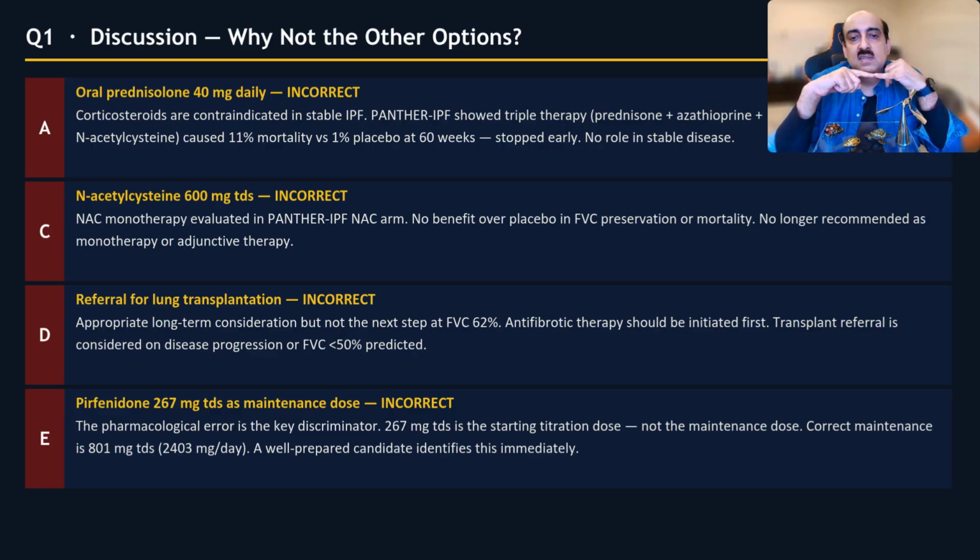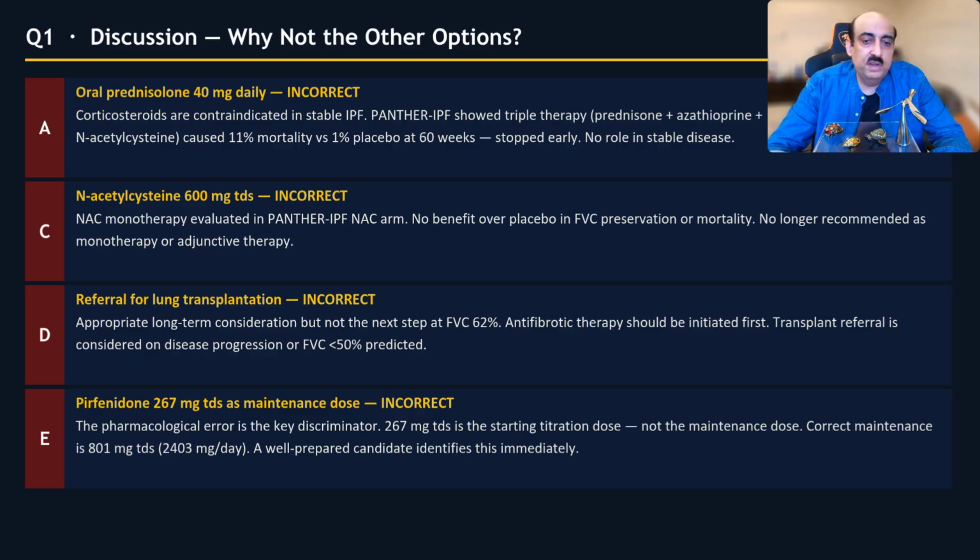Number 2, N-acetylcysteine 600 milligrams 3 times a day. It's incorrect because as monotherapy, in the PANTHER-IPF NAC arm, it showed no benefit over placebo. Hence, it's no longer recommended as monotherapy or even as adjunctive therapy. Number 3, lung transplantation. Again, it's incorrect because lung transplantation is considered if patients have not responded to first-line antifibrotic therapy, or if the forced vital capacity is less than 50%.